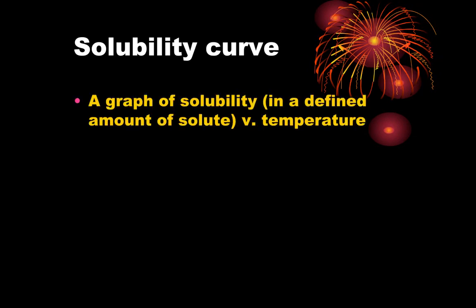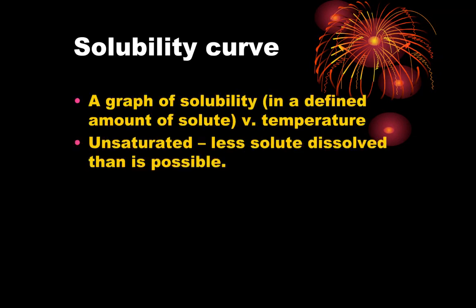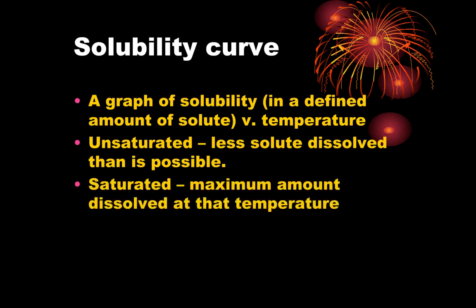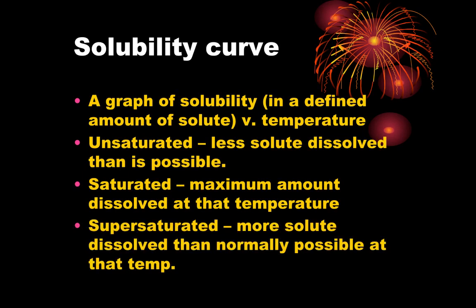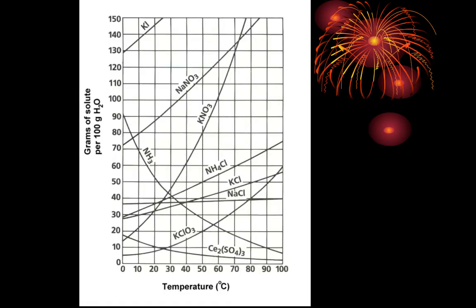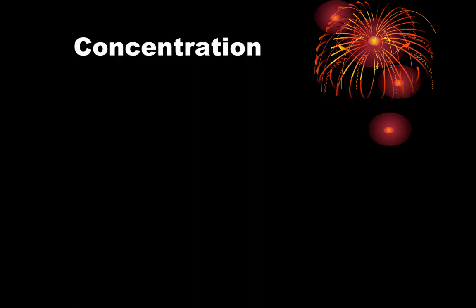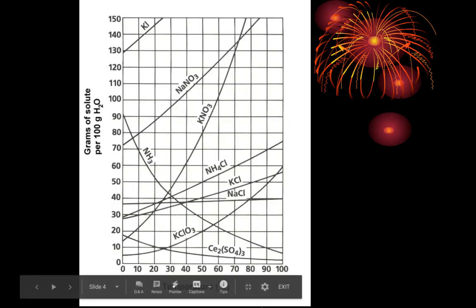We're going to look at something called a solubility curve. I'm going to show you this real quick. It's pretty simple to understand, but it's a graph of solubility versus temperature, and you can be unsaturated if you don't have as much stuff dissolved as possible. You can be saturated if you have the maximum amount dissolved, or you can actually be what's called supersaturated, and I'll explain how that happens by showing you a graph, and it's made by changing the temperature here.